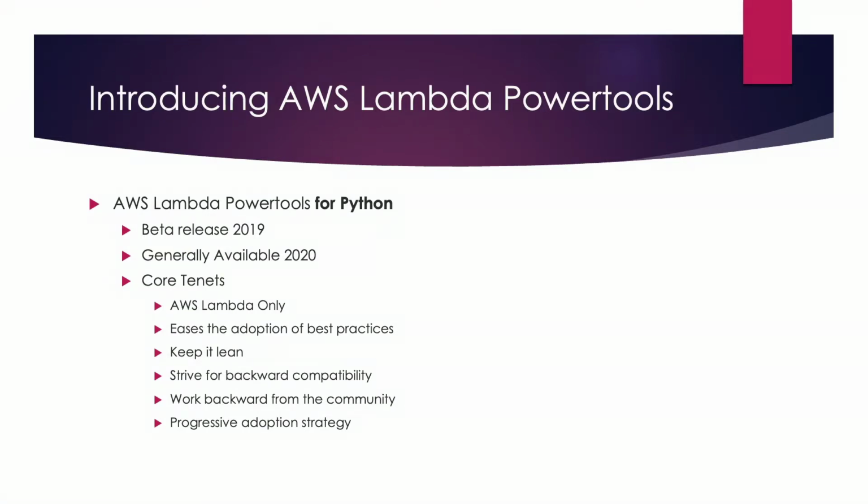This is directly off the website. It's easing the adoption of best practices. They want to keep the framework lean. They want to strive for backward compatibility. And they want to work backward from the community. So give the features to the community that the community are after and want.